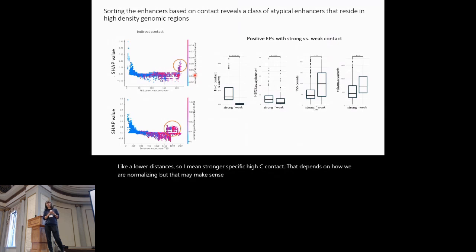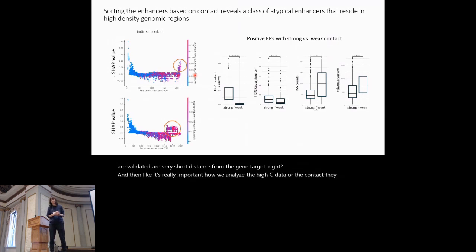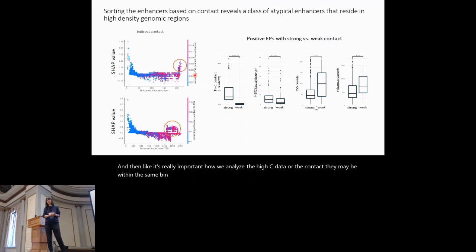So a related question is, a lot of these, Gasparini et al. and all these other validation experiments that you used, a lot of the enhancers that are validated are at a very short distance from the gene target, right? And then it's really important how we analyze the Hi-C data or the contact. They may be within the same bin. So how are you handling those very short range distances and how the Hi-C data is processed in that?